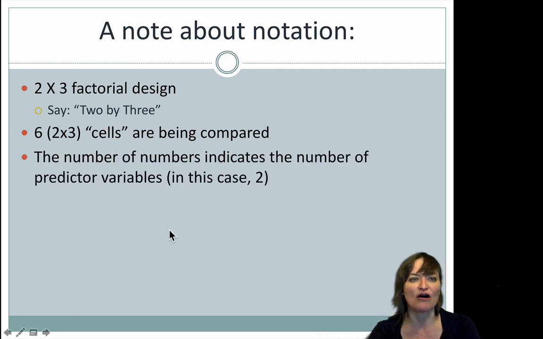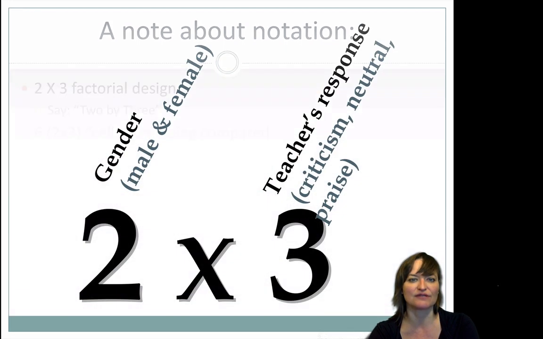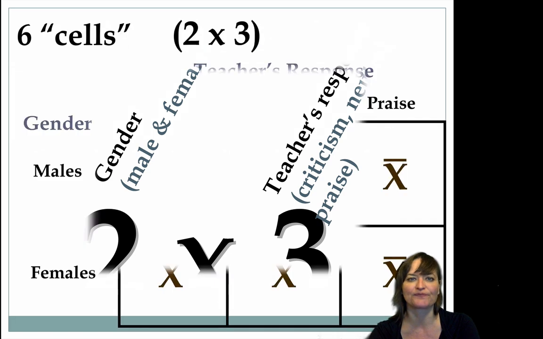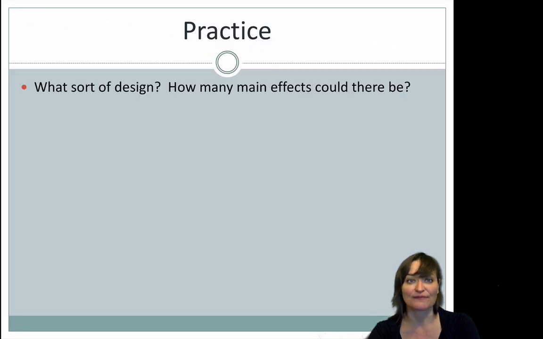The number of numerals indicates how many predictor variables there are. In this case, there are 2. And then the values are how many levels. One has 2 levels, one has 3 levels. So we say a 2 by 3 with 6 cells. Go ahead and practice these.